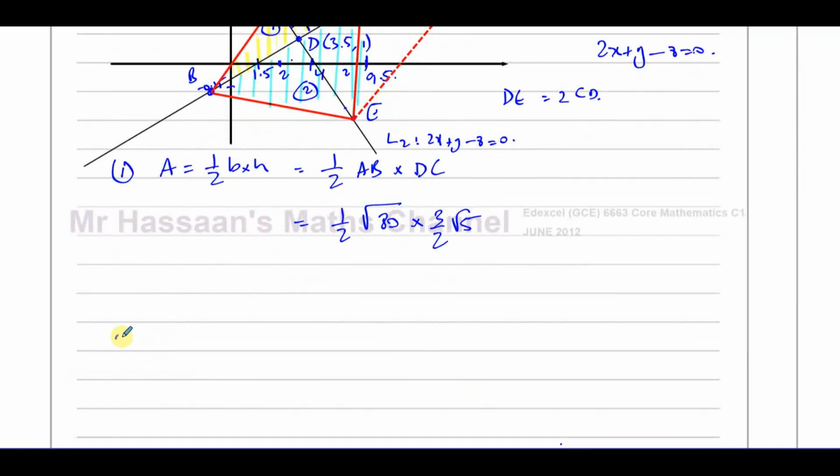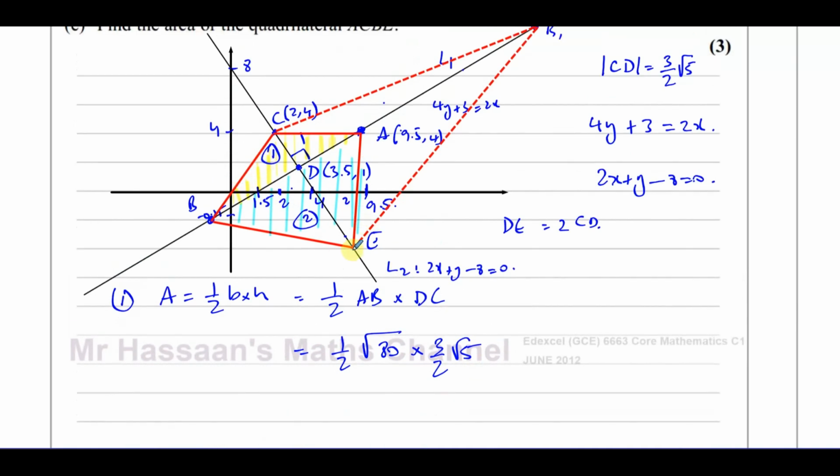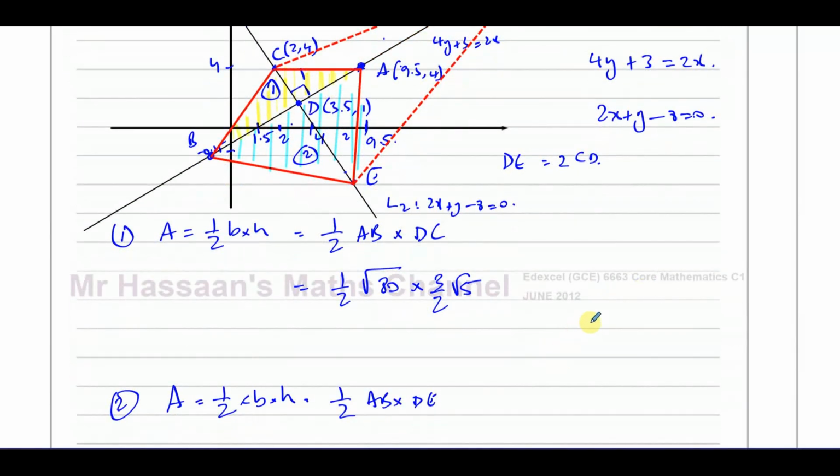And for triangle 2, the area is again a half times its base times its height. So it's a half times, now the base again is still AB for this triangle. The base we can consider AB. A half AB times, and this time it's going to be DE. And we know about DE that it's twice CD. We just mentioned that DE is equal to 2 times CD.